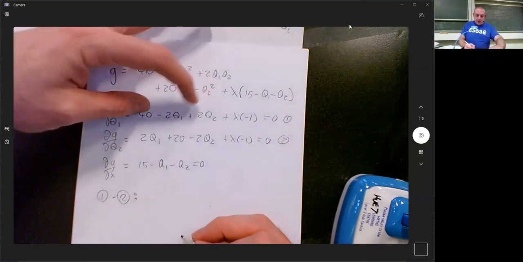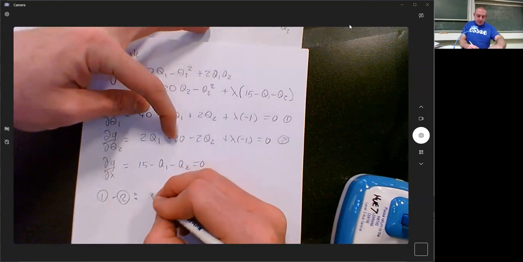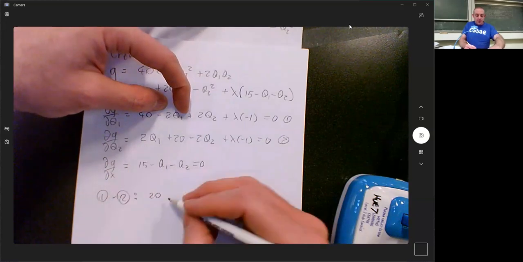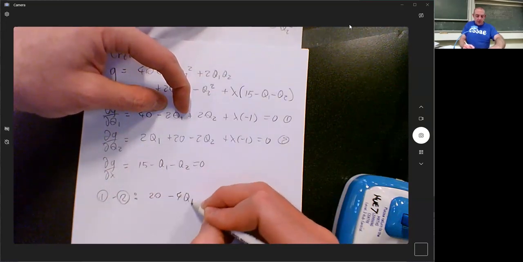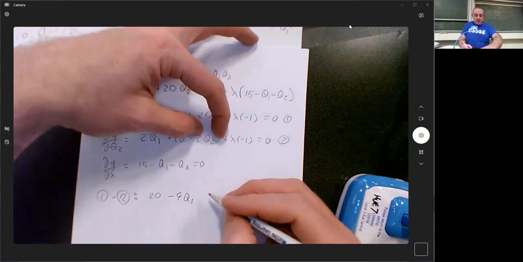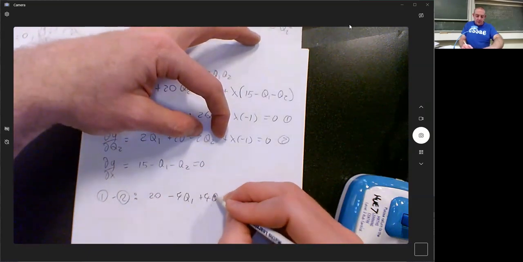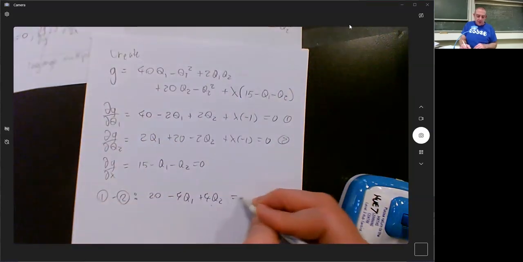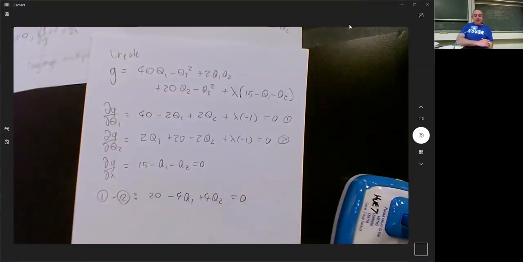So the 40 minus the 20 gives me 20, and the minus 2q1 minus another 2q1 is a minus 4 lots of q1, and a 2q minus minus 2q is a plus 4q2, and this minus this comes out to 0, and so I get this. So I just straight up subtracted them because the lambda times minus 1's already matched.